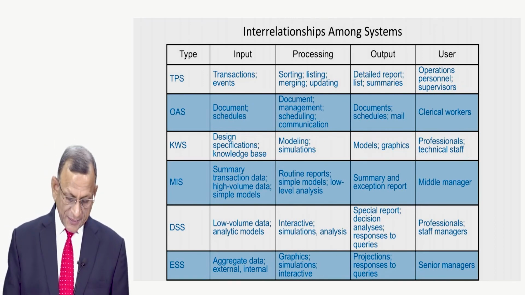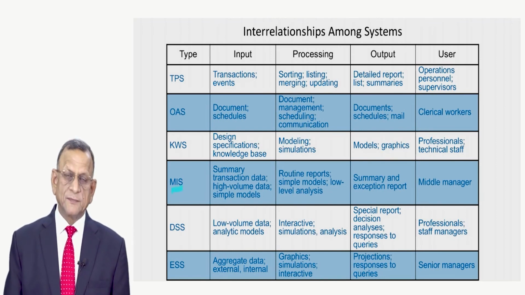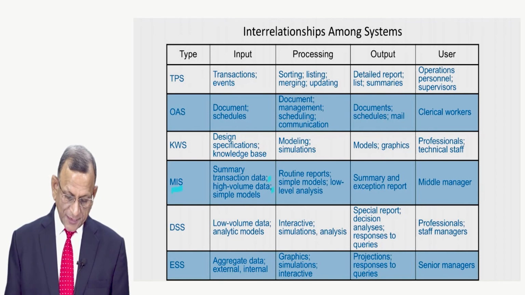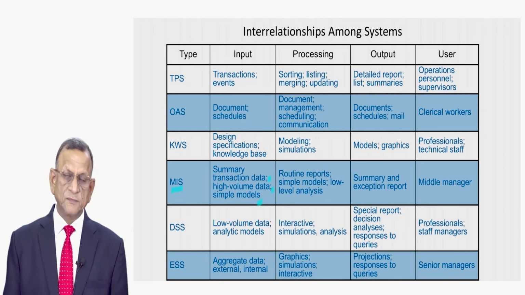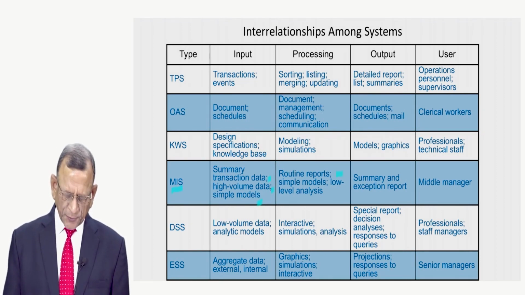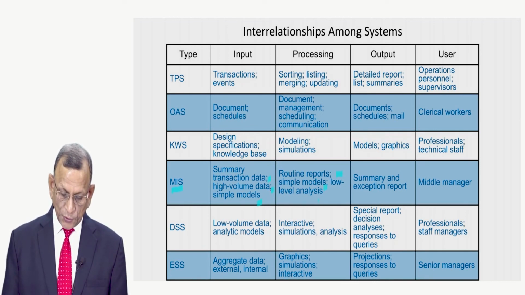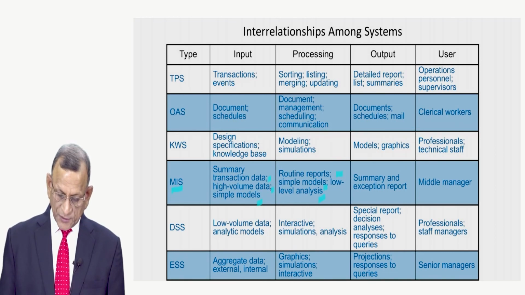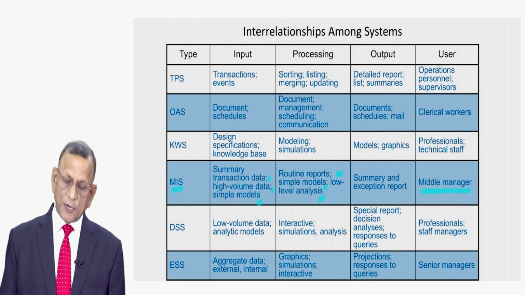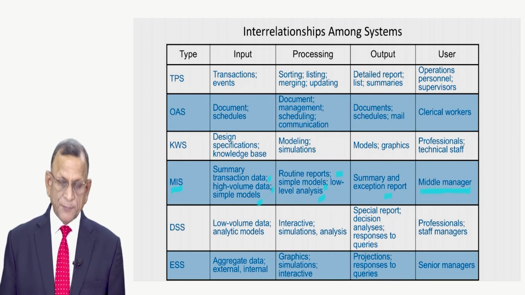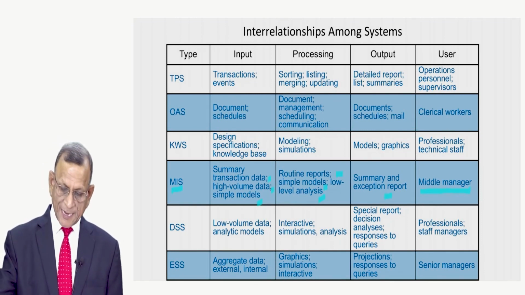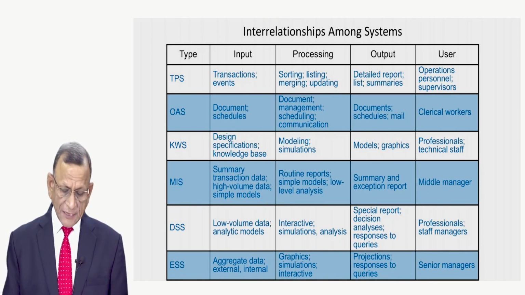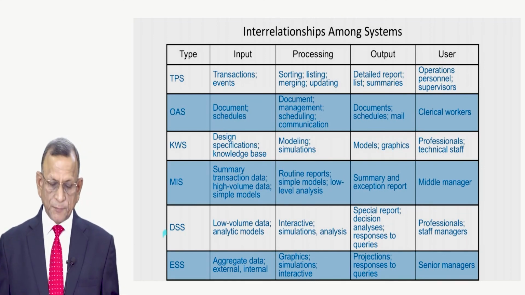Then friends, next is MIS. What is the input? Summary transaction data, high volume data and simple models. Processing is routine reports, simple models, low level analysis. Users are middle managers. What they are looking for is summary and exception reports. This is MIS.